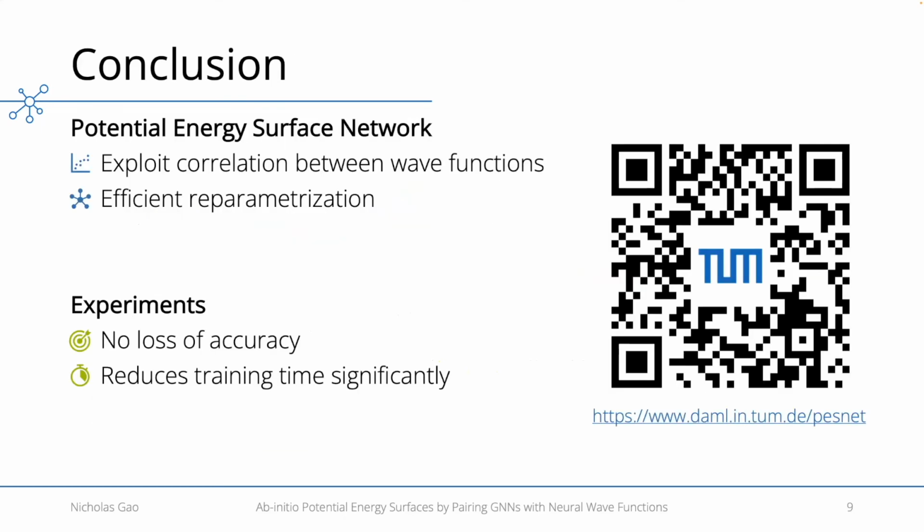In conclusion, we have presented a framework which enables us to efficiently exploit the correlation between wave functions of similar geometries to reparametrize our model. In our experiments, we found no loss in accuracy, but a significant reduction in training time. This may open the path to more accurate and faster ab-initio methods in the near-term future, accelerating the progress in computational chemistry.